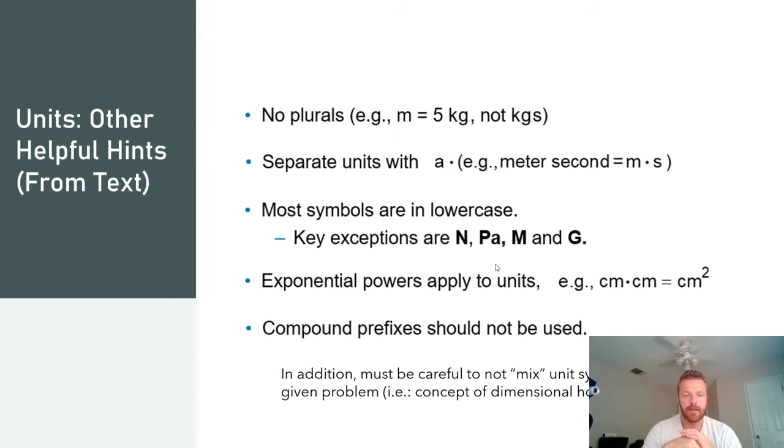But if we always use prefixes which are multiples of 3, we can always have our coefficients be in that range. So, other helpful hints to remember when you're expressing your units, this table is taken from the book. When you have multiple of a quantity of a unit, like 5 kilograms, as they're showing here, even though there are multiple, you only write kg, you don't make it plural.